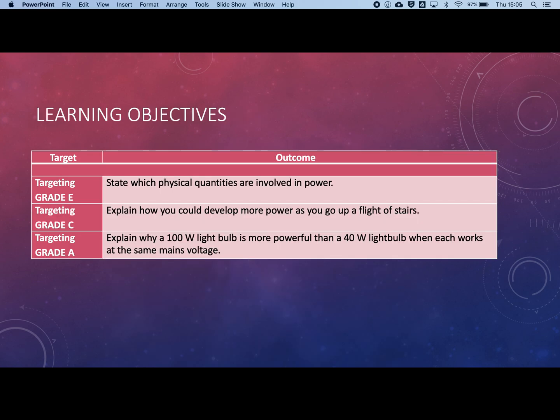So what do we need to be able to do? State which physical quantities are involved in power. How could you develop more power as you go up a flight of stairs? And why is a 100 watt light bulb more powerful than a 40 watt light bulb when they both are at the same mains voltage?